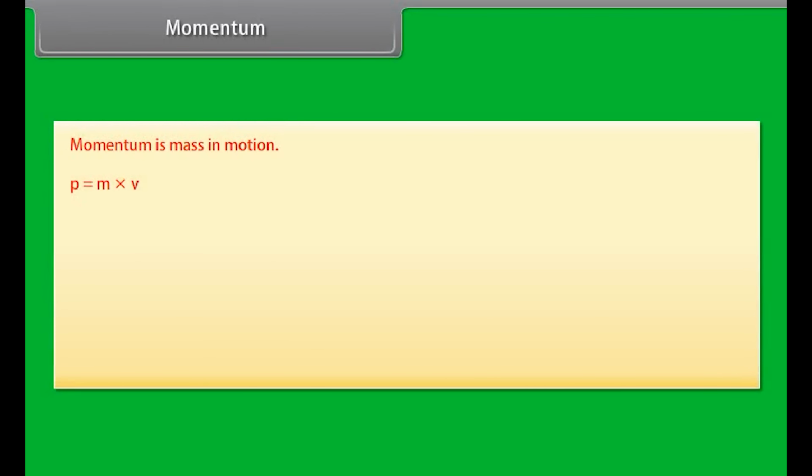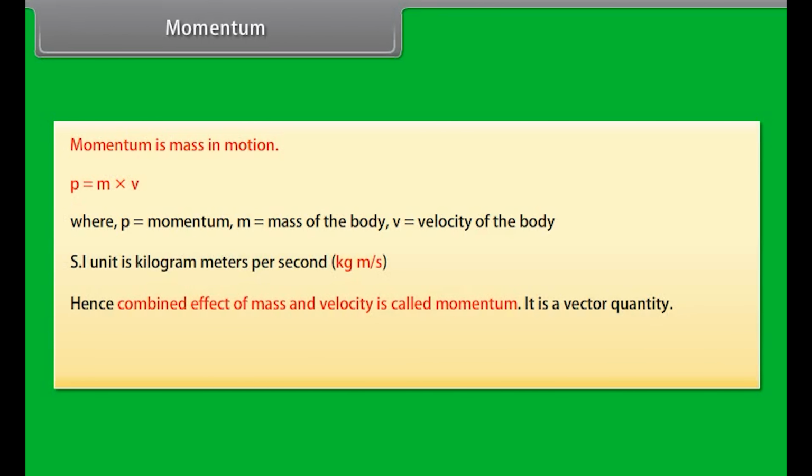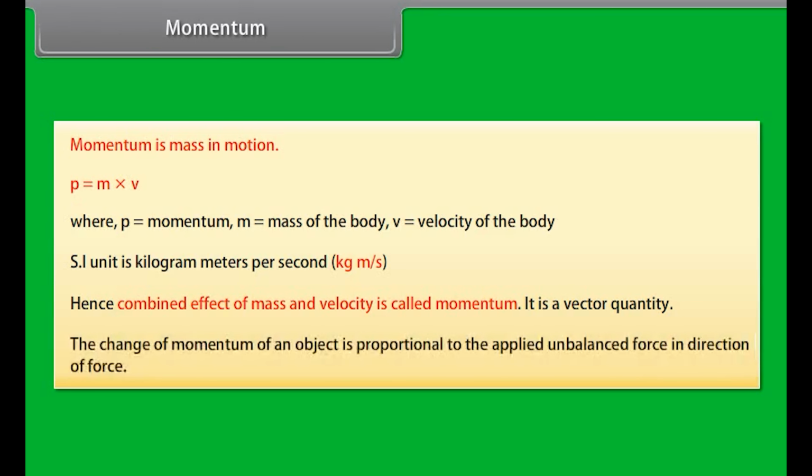P = m × v, where P is momentum, m is the mass of the body, and v is the velocity of the body. The SI unit is kilogram meters per second. Hence, the combined effect of mass and velocity is called momentum. It is a vector quantity. The change of momentum of an object is proportional to the applied unbalanced force in the direction of the force. Formulation of the second law of motion.